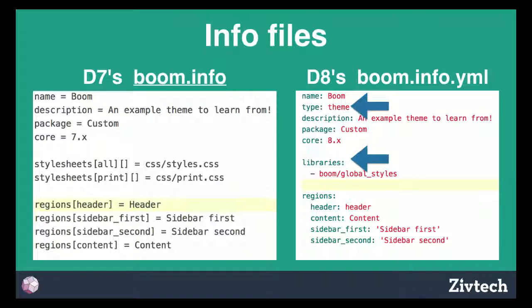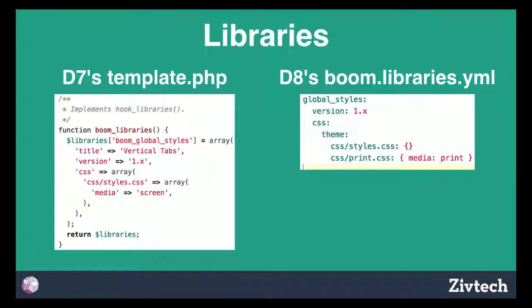Here, this is one extra step, but you'll see it saves us two steps elsewhere. We don't just say we have CSS/styles.css for all and CSS/print.css for print. We just say we've got this thing called global styles. And then we define the library to say that metadata stuff.